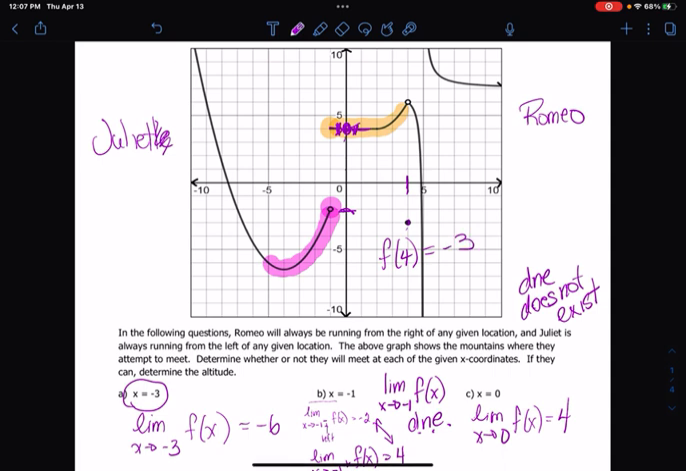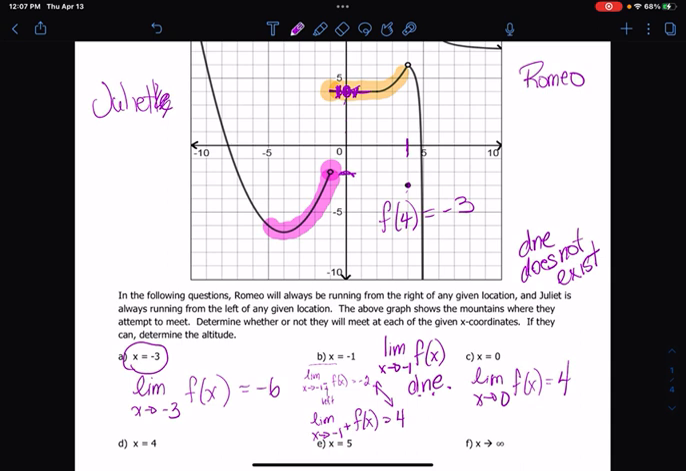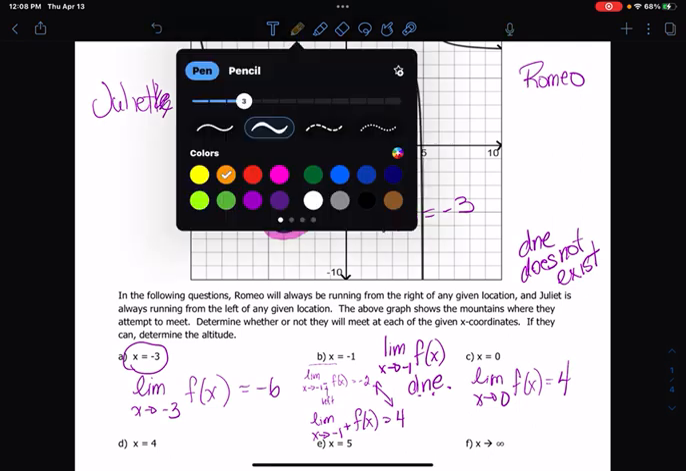Right? So it almost makes you think that the limit as x goes to 4 of f at x would be -3, but that's actually not true. So if I'm thinking about my star-crossed lovers, and Juliet is running from the left-hand side towards this hole. So we see a hole in the graph there.